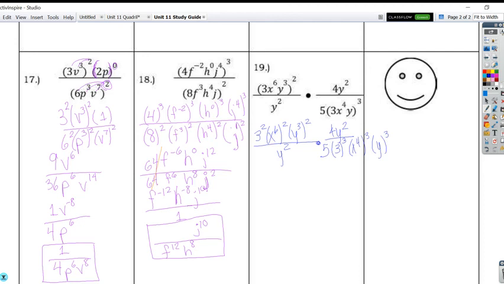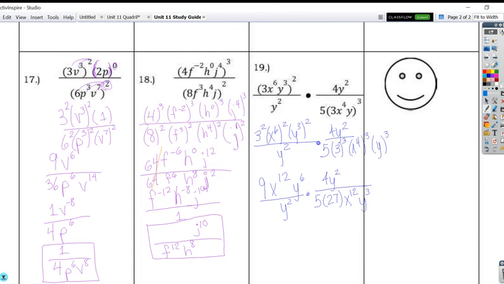So I'll clean those up. 3 squared is a 9. Multiply powers on powers. This is x to the 12th. Multiply powers on powers. That's y to the 6th, still over y squared, times. And on my other fraction, I've got 5 times 3 to the 3rd, which is 27, x to the 4th to the 3rd, multiply powers on powers, that's x to the 12, and then y to the 1 to the 3, multiply 1 times 3 and get y to the 3rd.